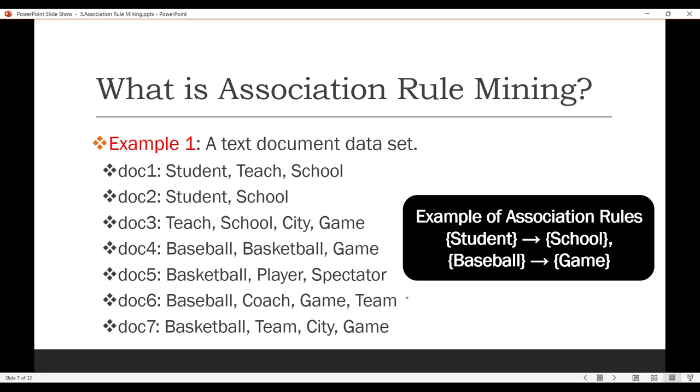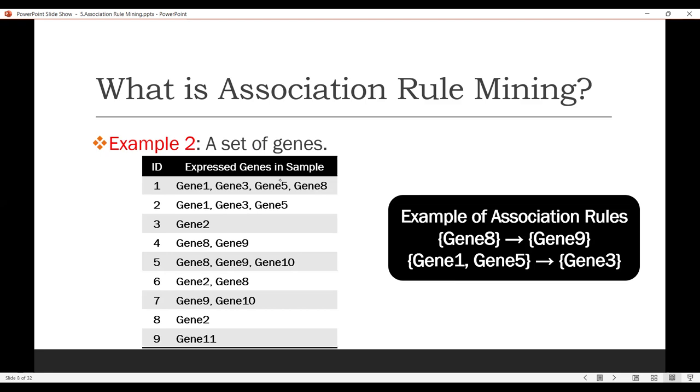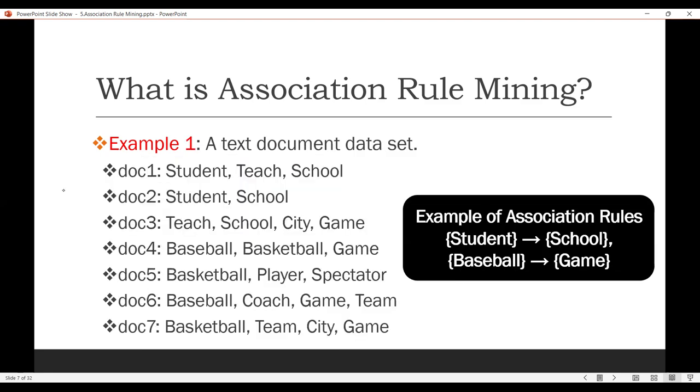If you look at the first rule, if a document includes the term students, normally those documents also include the term schools. The terms school and students are associated in that particular document. Likewise, we are extracting something from them.